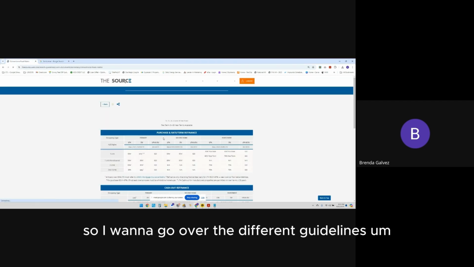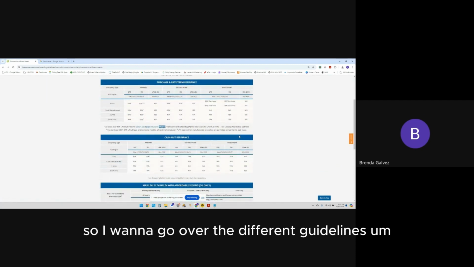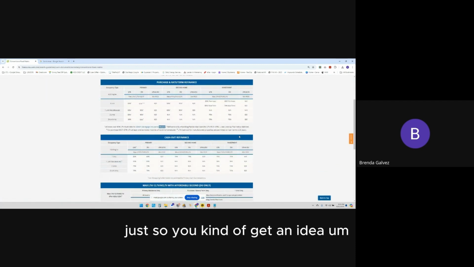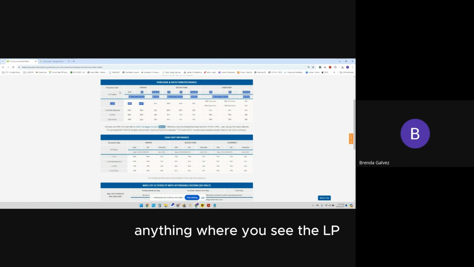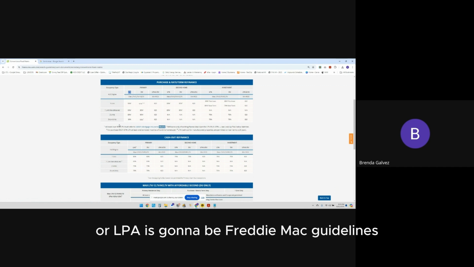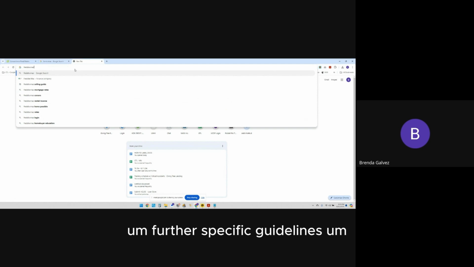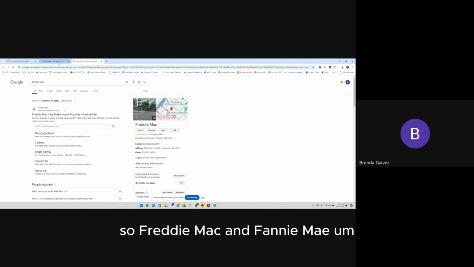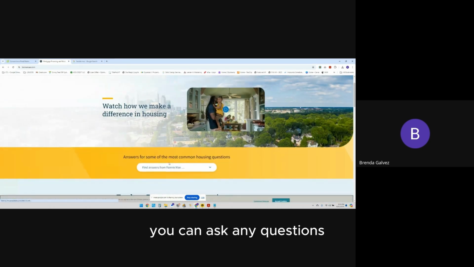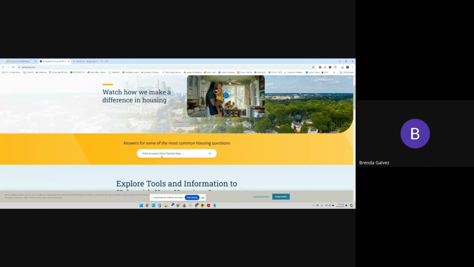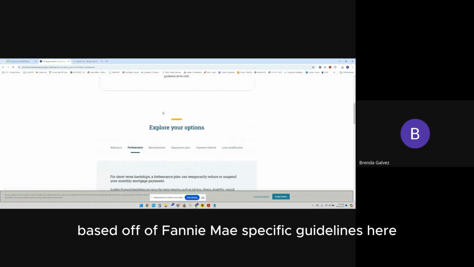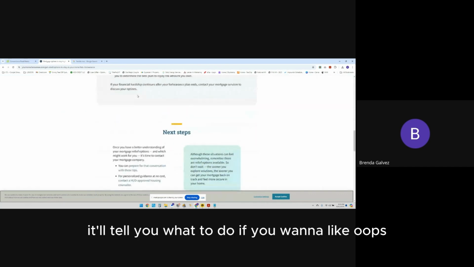So I want to go over the different guidelines, or the matrix, just so you get an idea. Like I said, they're very similar, but slightly different. Anywhere you see DU is based off of the Fannie Mae guidelines. Anything where you see LP or LPA is going to be Freddie Mac guidelines. We can always Google for their specific guidelines. You can ask any questions and they will guide you based off of Fannie Mae's specific guidelines. It'll tell you what to do.